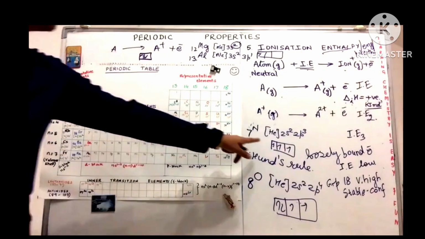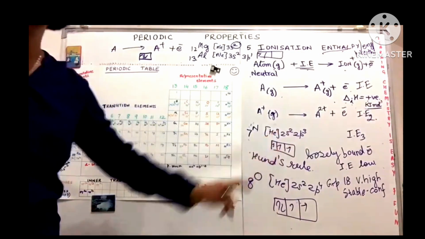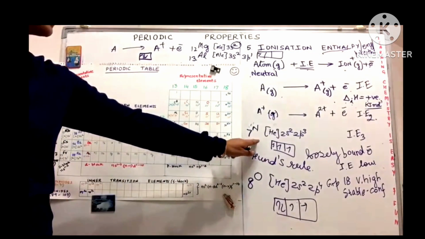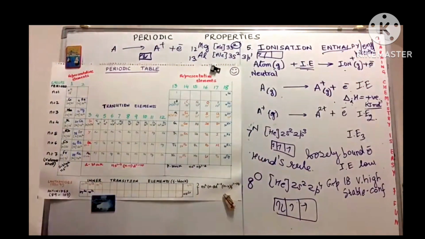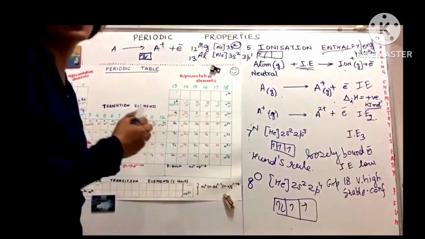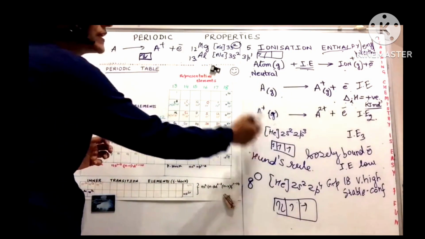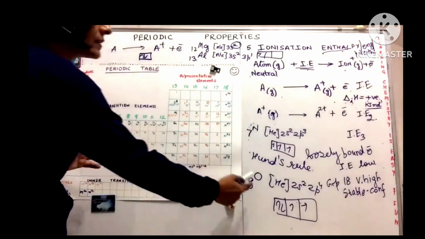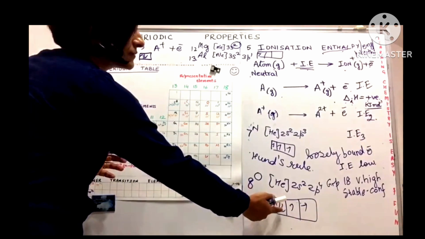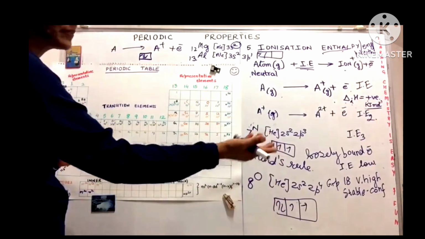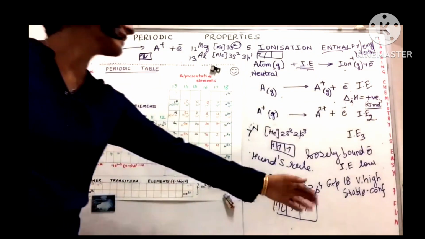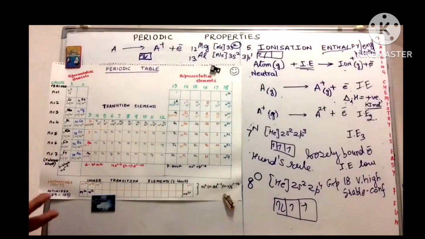Simple. Stability of half-filled orbitals. In the case of nitrogen, the orbitals are half-filled. Half-filled orbitals are extra stable. So you will require more energy to remove an electron from here rather than oxygen, because in the case of oxygen, it will try to remove that extra electron in order to acquire stability.